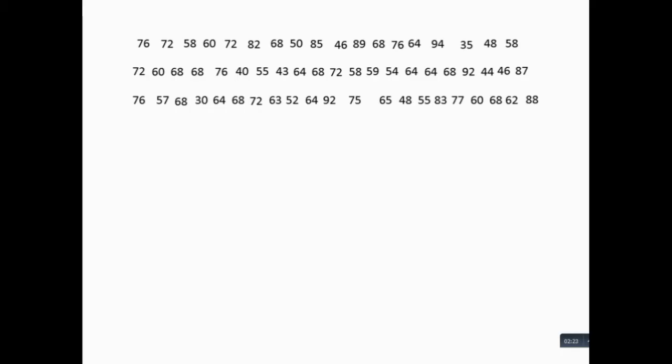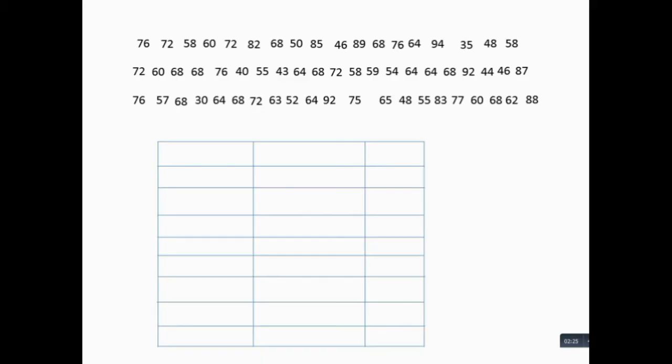Now we start to make the frequency table from the above given data. First of all, we make a table consisting of k plus 2 rows and 3 columns. As we know, k, the number of classes, is 7 in our case, so we have 9 rows and 3 columns. In the table, the first column is reserved for the class limit, the second is reserved for the tally bar, and the third is reserved for the frequency.